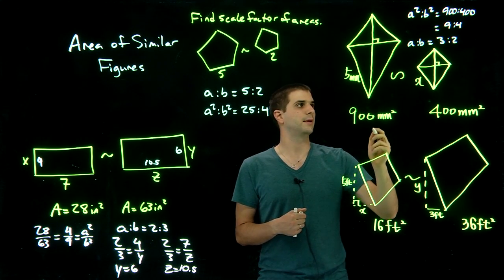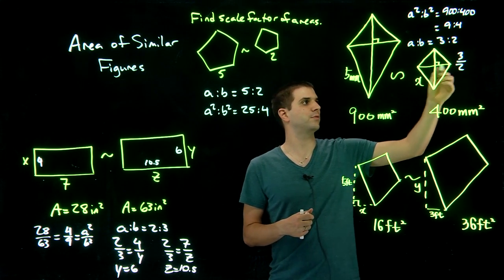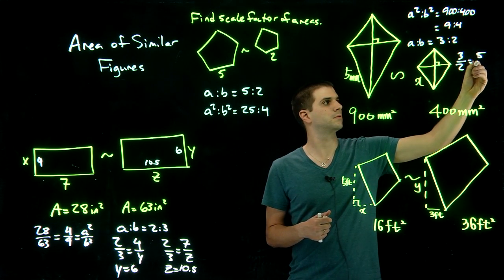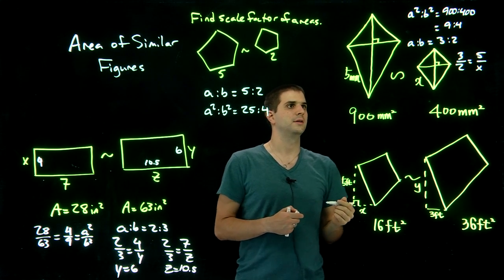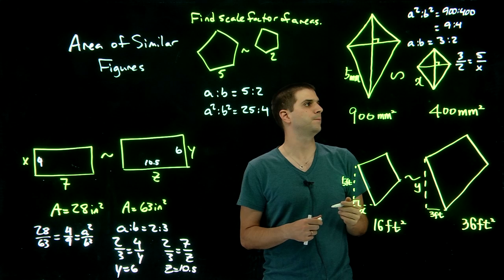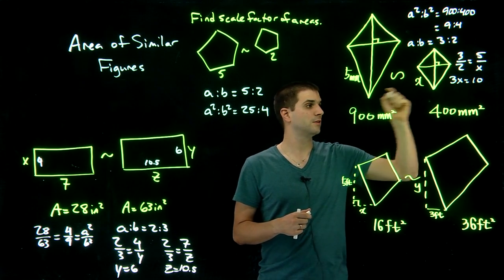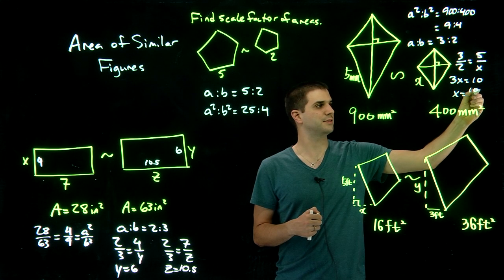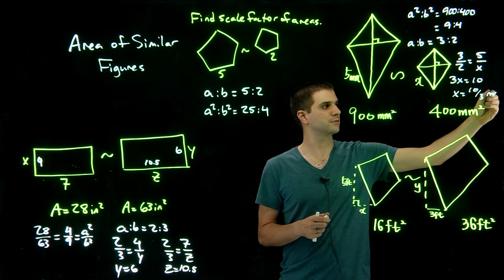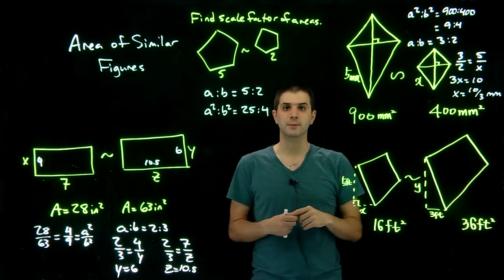So let me write this here. 3 over 2 equals 5 over x. So 3x equals 10, so x equals 10/3. I'll just leave it like that, millimeters. So that's 3.3 millimeters.